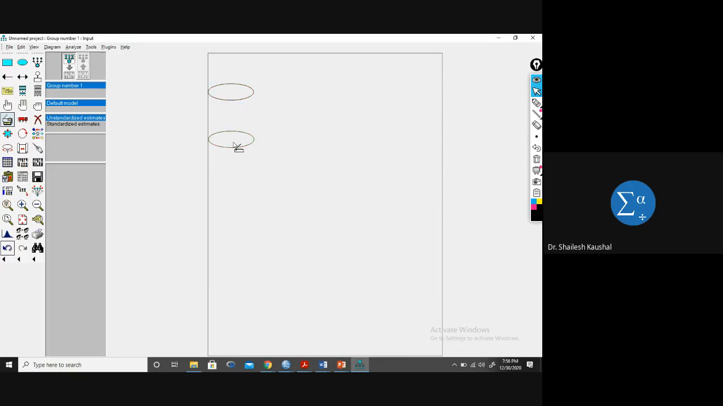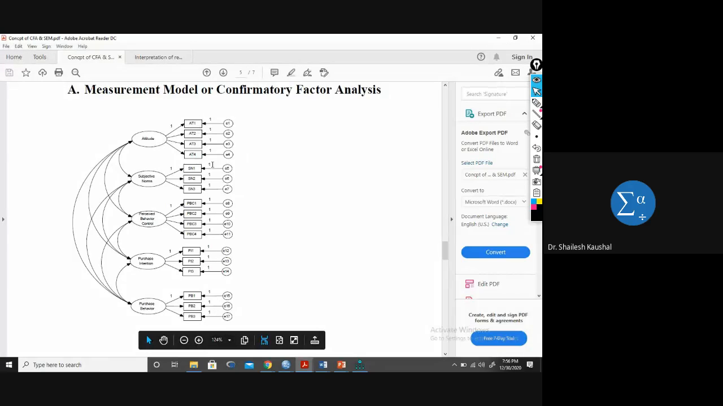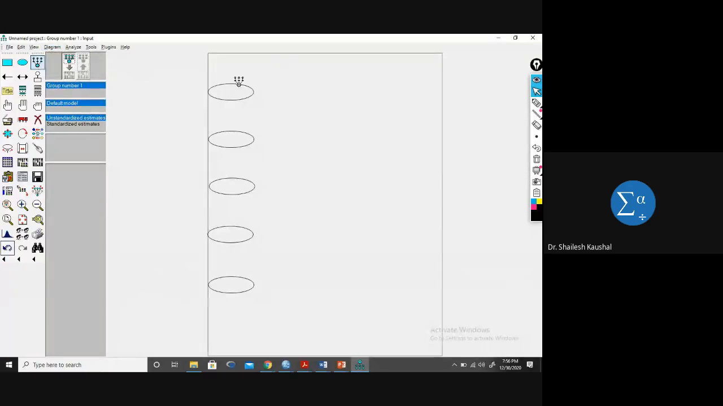Otherwise, every time the oval shape may be a different type. So I am taking duplicate copies of this construct, and these are the 5. Okay, and then in the first construct, how many questions? 4 questions, 1 2 3. So what will I do? This is the indicator 1 2 3 4.